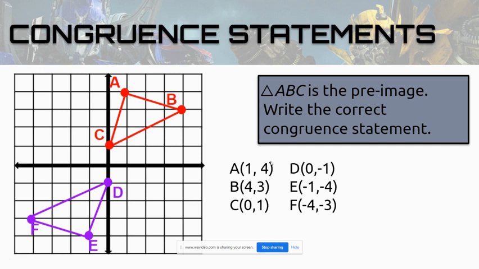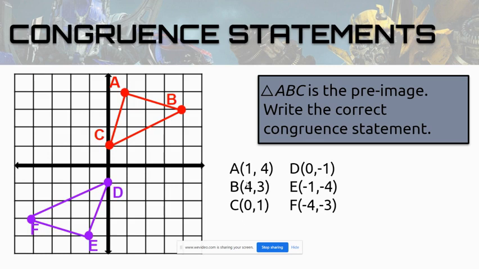Now I'm going to look at these and see which of these are actually close together. Well, C is at 0, 1. D is at 0, negative 1. That's kind of connected, kind of close. A is at 1, 4, and E is at negative 1, 4. I think these are pretty close. And B is at 4, 3, and F is at negative 4, negative 3. Looking for the ones that have similar numbers, kind of in the same similar positions. So I'm going to match them up that way.